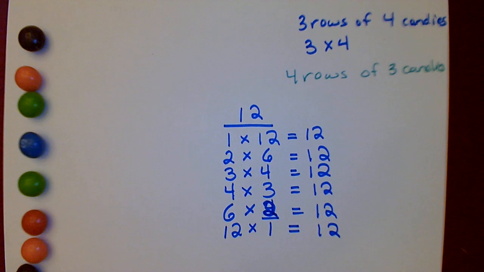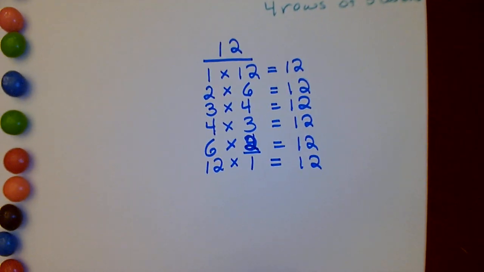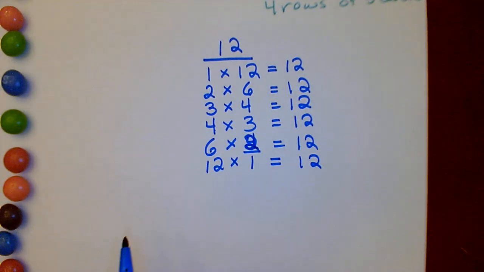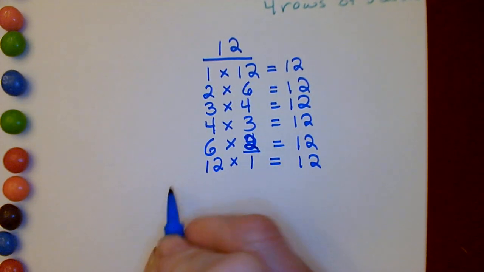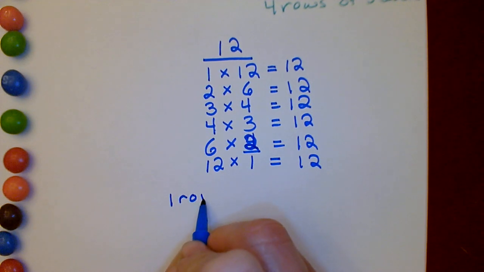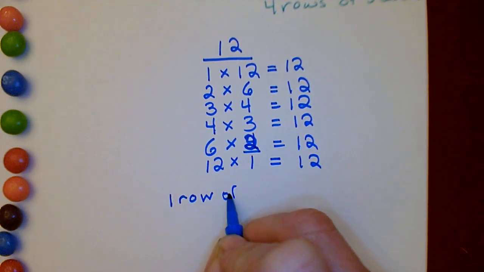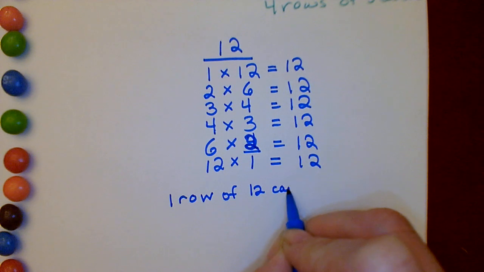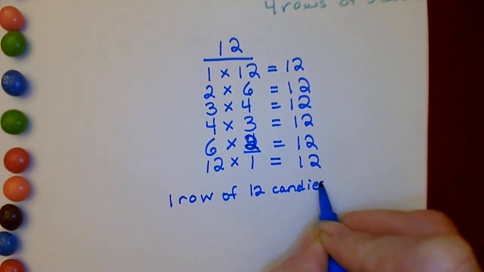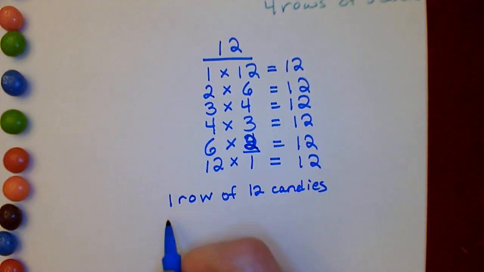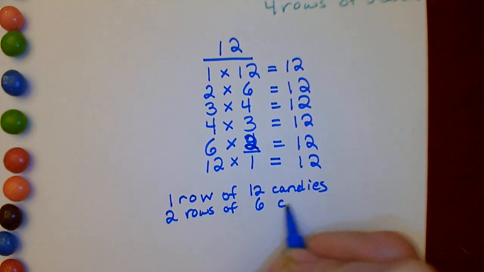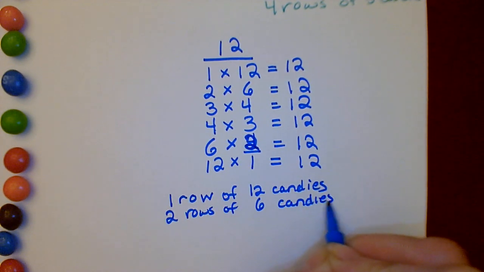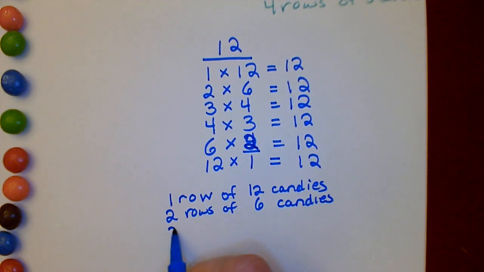So now if I wanted to write this, what I would have to do is write these in a very specific way. I would have to say 1 row of 12 candies because I'm making rows of candies. So 1 row of 12 candy. And then I'd have to do 2 rows of 6 candies. And then I'd have to do 3 rows of 4 candies.